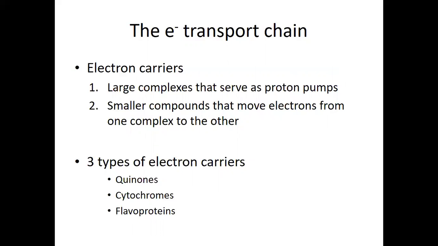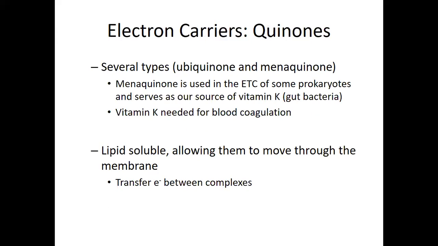So there are three types of electron carriers, right? These are the Uber or the Lyfts that are moving them between the two complexes: quinone, cytochromes, and flavoproteins. Yeah, that's fun to say. Now, for quinones, you have different varieties.